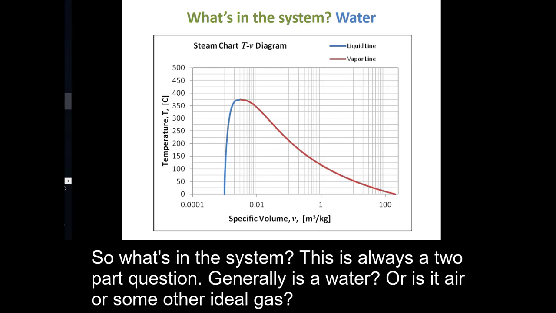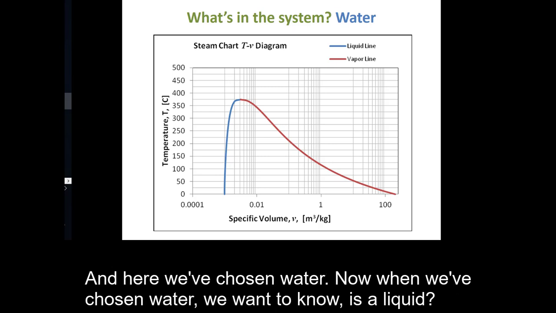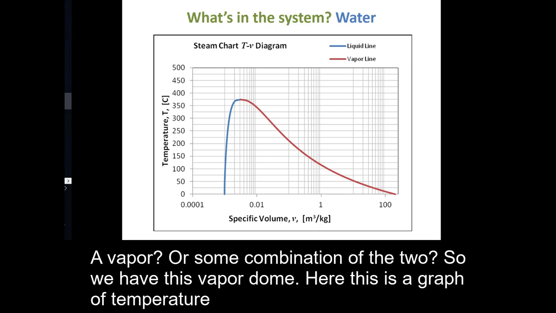So what's in the system? This is always a two-part question, right? So generally, is it water, or is it air, or some other ideal gas? And here we've chosen water. Now, when we've chosen water, we want to know, is it a liquid, a vapor, or some combination of the two? So we have this vapor dome.